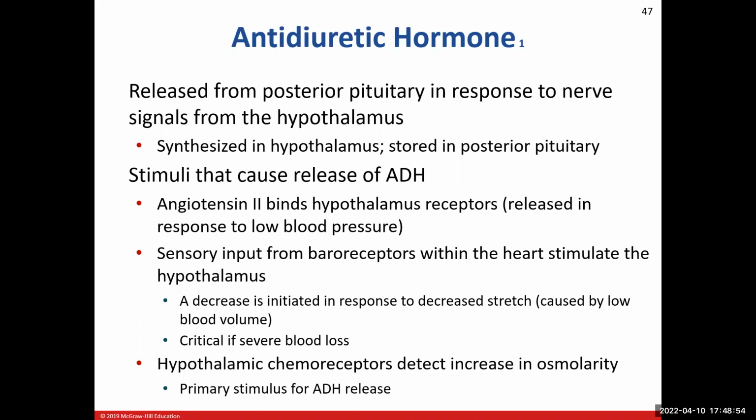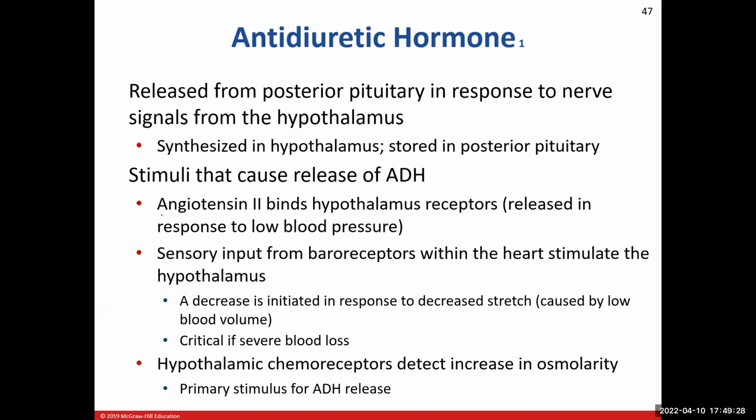As you recall, ADH is synthesized and made in the hypothalamus. It is then moved from the hypothalamus into the neurohypophysis, the posterior pituitary, and stored there. And then upon signals or commands from the hypothalamus, the posterior pituitary will release the antidiuretic hormone into our bloodstream. So what are some of the things that are going to cause the ADH to be released into our bloodstream?